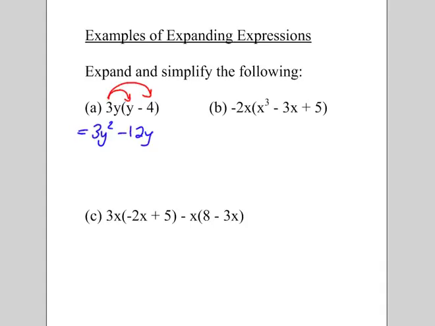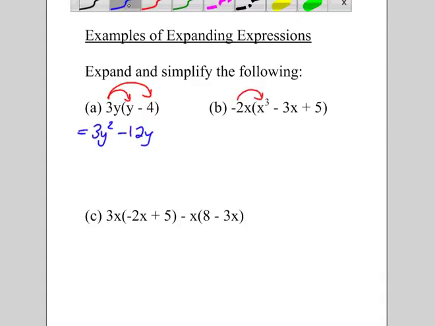So we're actually kind of combining a couple topics. We're combining the topic of the distributive property with the topic that you just looked at, which was multiplying a monomial times a monomial.